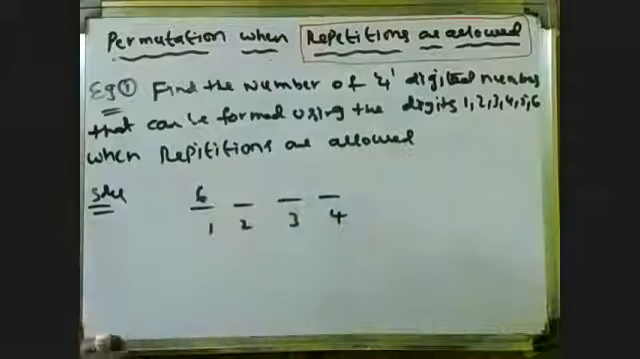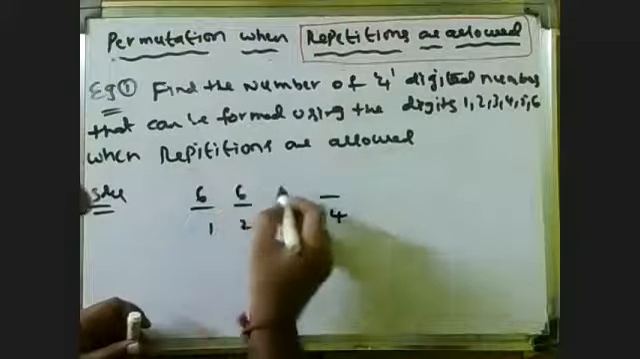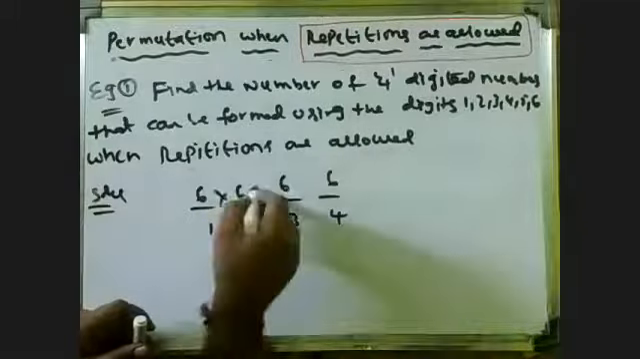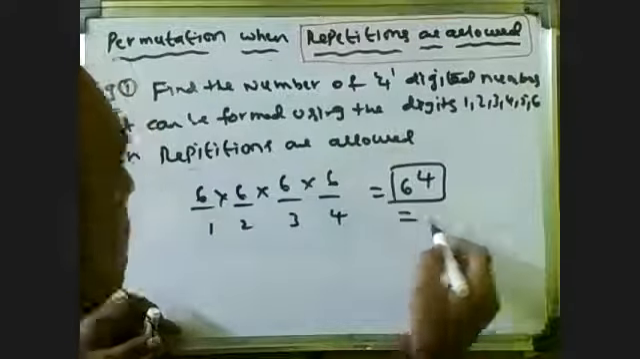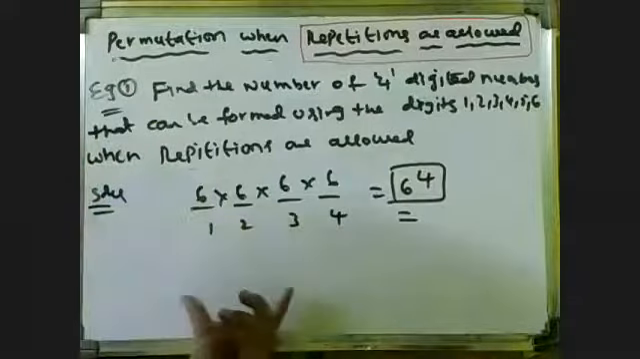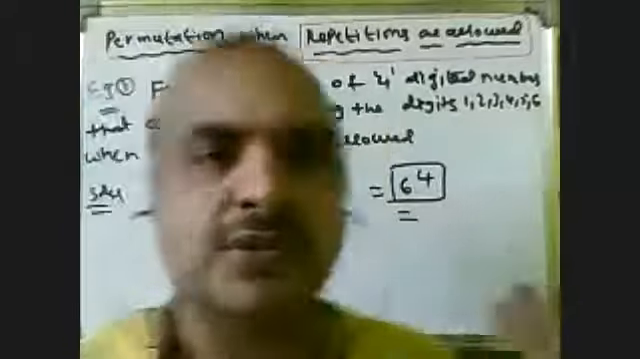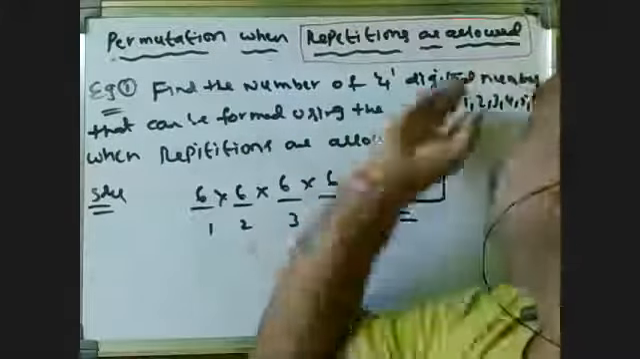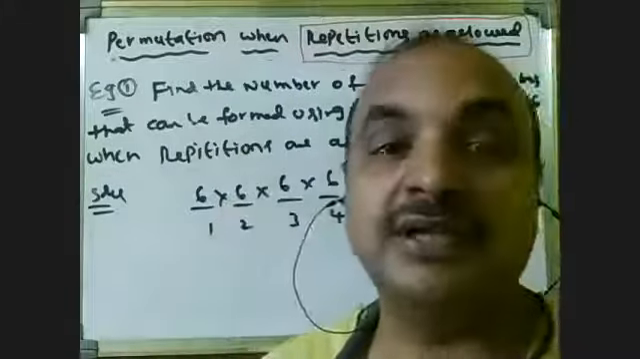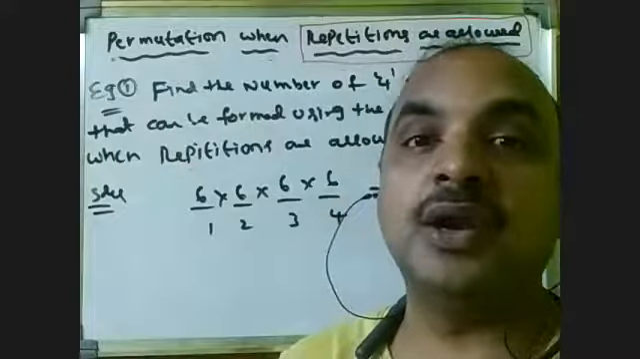Since the repetitions are allowed here, the second place also has 6 choices. Third place also has 6 choices. Applying the fundamental principle, we get 6 to the power of 4. So this many number of ways we can form them. The simple technique: if you use 1, again 1 will be available. If you use 2, again 2 is available. That is what we call when repetitions are allowed.